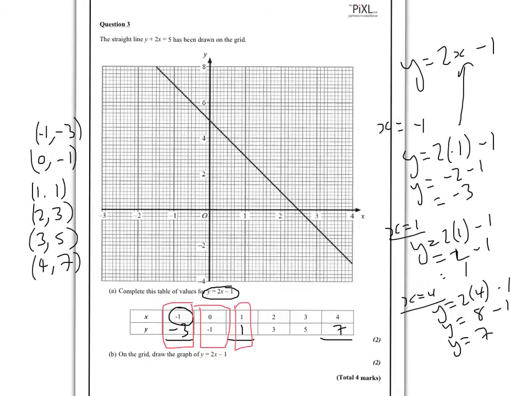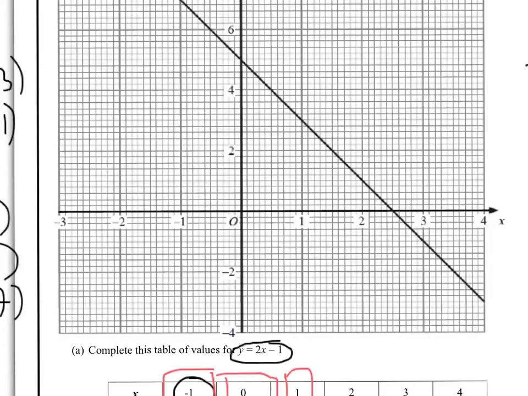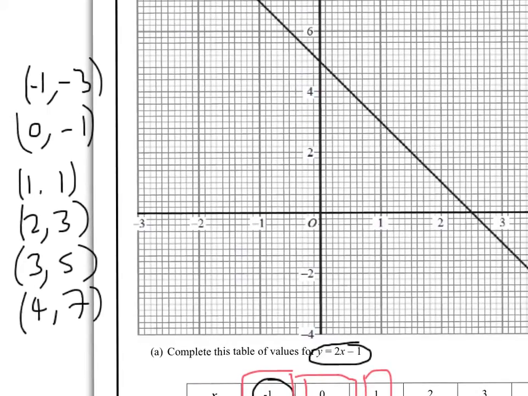Okay, so now I'm going to go ahead and plot these points onto our graph. So we've got x is minus 1 and y is minus 3. That is that point there. Then we've got when x is 0, y is minus 1, so it's going to be halfway between 0 and minus 2. So 1, 2, 3, 4, 5 is the halfway point, so that's that point there. When x is 1, y is 1. So that's that point there.